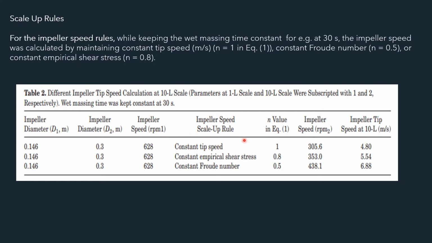So this is a table. Here the impeller diameter at the lab scale is provided, and the impeller diameter at the higher scale is also provided. This is the impeller RPM at the lab scale, which is fixed by the development trials. Right now, we have to calculate the impeller speed at the higher scale as well. We have to understand what the tip speed is. Tip speed means the speed at which the particles are moving inside the granulator. So we have to calculate that, and understand all these three rules and how they are implemented. So let's move to the Excel sheet.